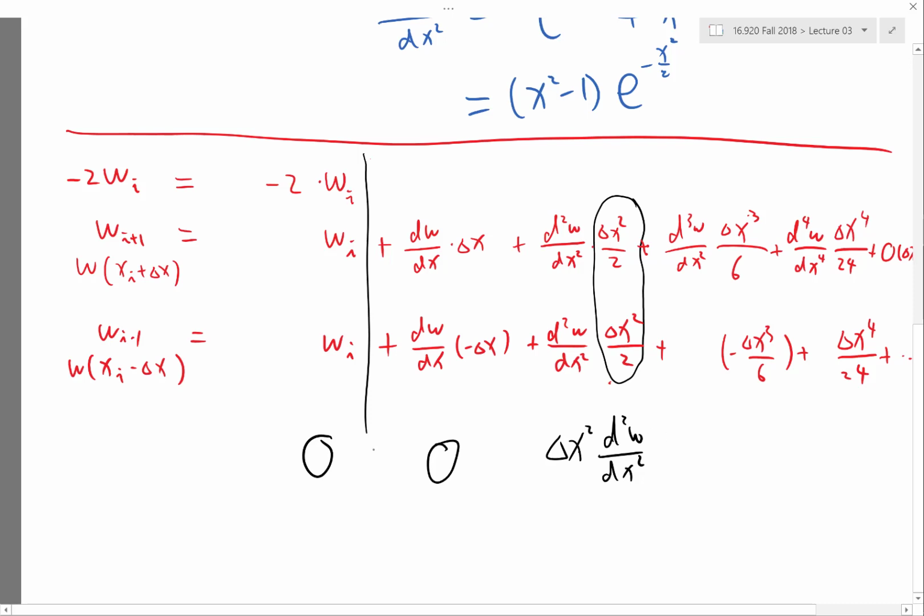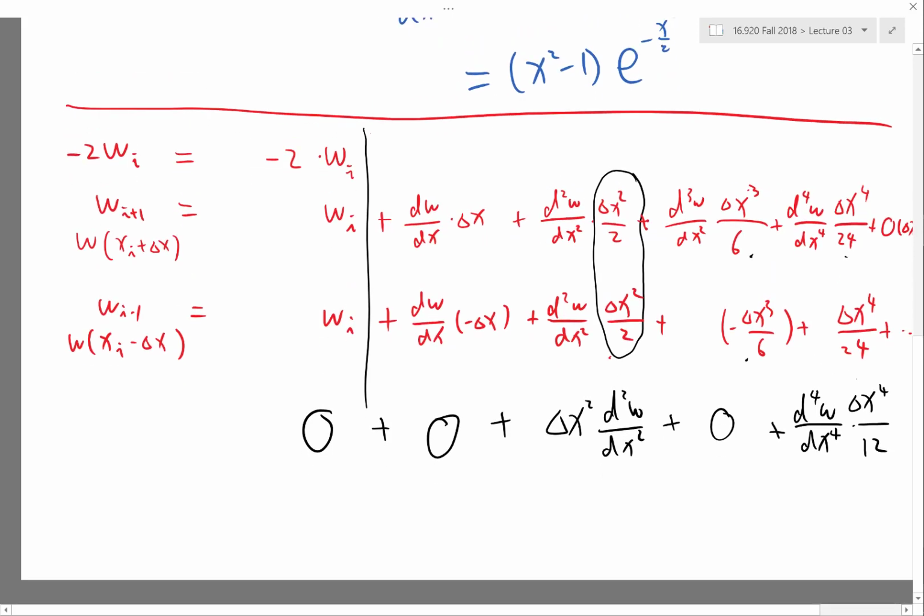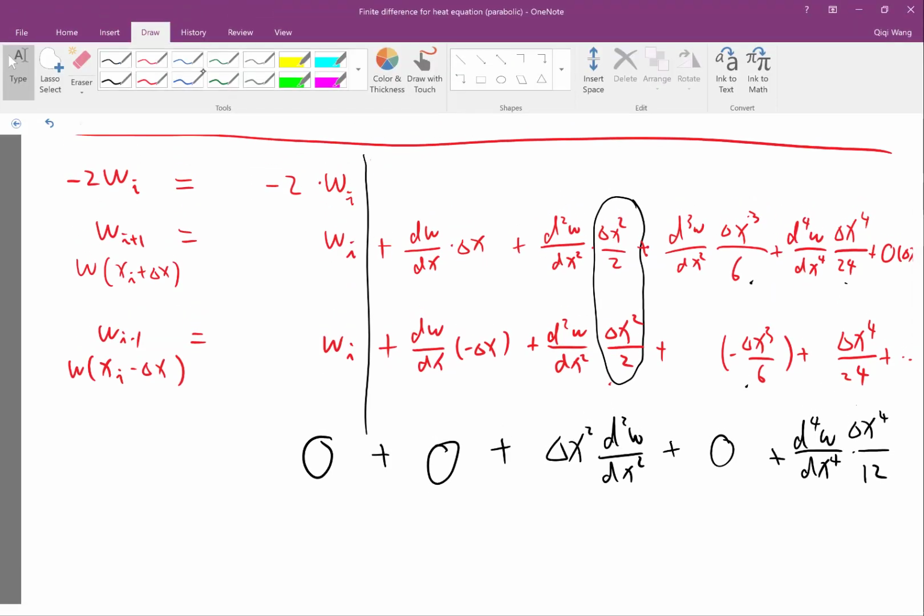And we have plus, of course, and here again this cancels with this, so we have a 0 here. It turns out the fourth order derivative is the first term we don't cancel, and the result is delta x to the fourth divided by 12.